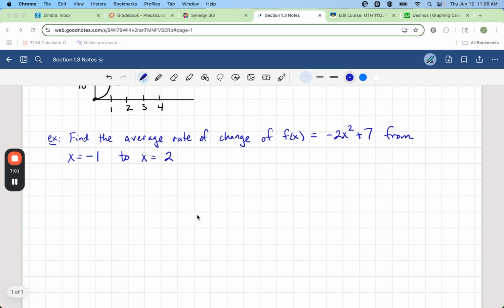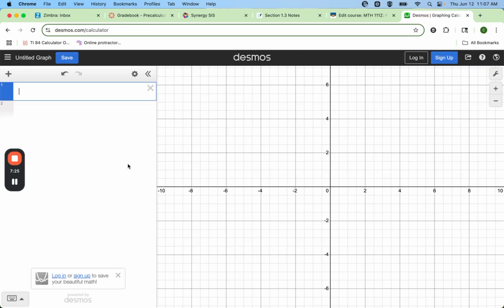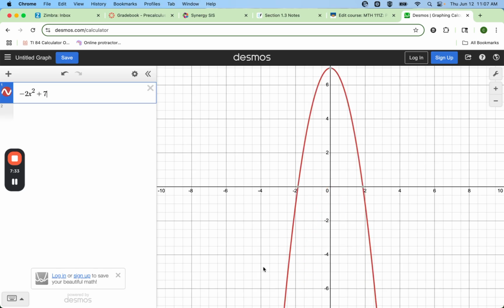Okay, so to do this one, I have to do f of 2 minus f of negative 1 over 2 minus negative 1. The easiest way to do this, since we're using Desmos, because I don't really feel like calculating f of 2. I can, but I can let my calculator do it. Now, if I go negative 2x squared plus 7, and I want to find out what that equals when x equals 2 and when x equals negative 1.